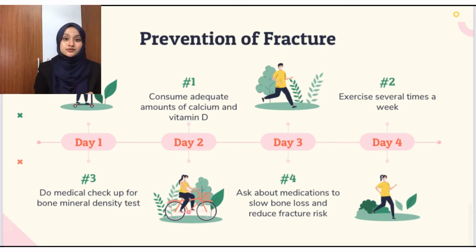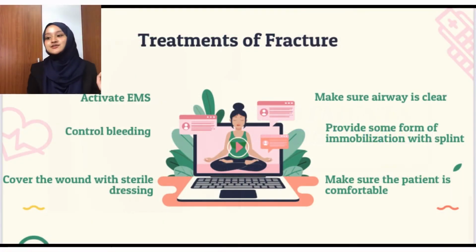Next, you need to exercise several times a week. Normally, they will exercise 3 times a week. Thirdly, you need to do a medical checkup for a bone density test. It is for you to check whether your bone is strong enough or not, and it can prevent osteoporosis. Lastly, you can ask your doctor about medication to slow the bone loss and to reduce the bone fracture risk. So we are going to talk about treatments of fracture.